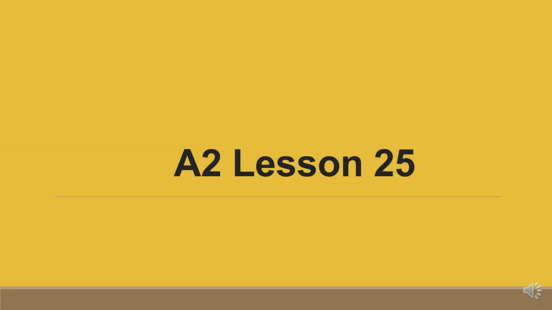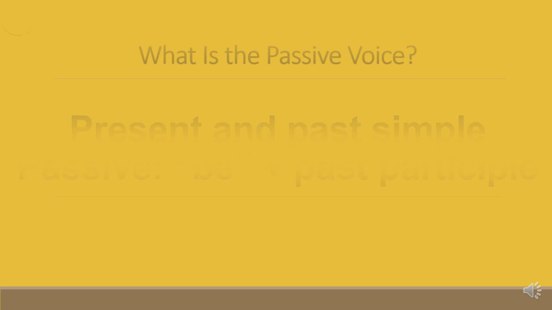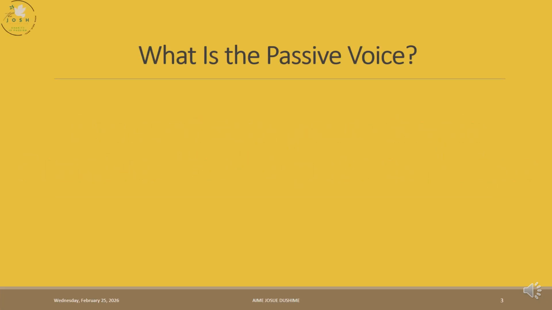Welcome to A2 lesson 25. We're going to be looking at present and past simple passives. What do you understand by present passive, past passive? That is to take simply be, then you add past participle. As simple as that. What is a passive voice first of all?